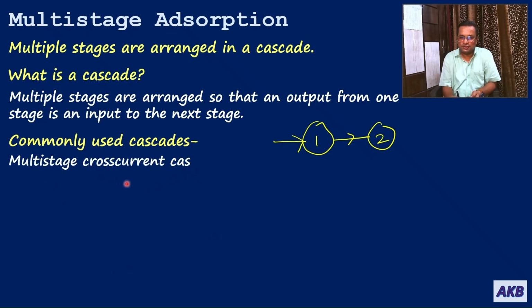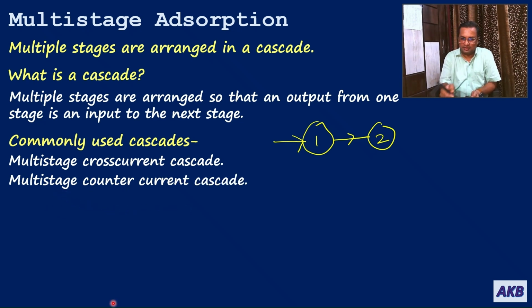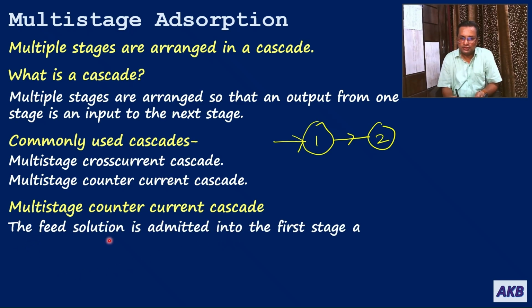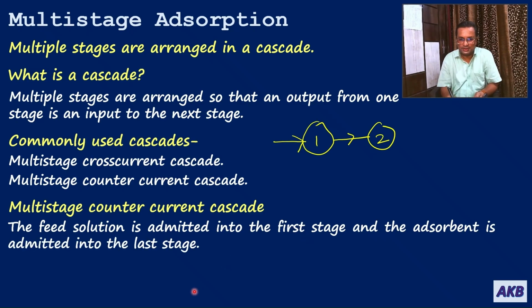You have the multistage cross-current cascade. I have completed my discussion on multistage cross-current cascade. And then you have the multistage counter-current cascade, which I will be discussing in coming videos. So this will be an introduction to multistage counter-current cascade. If you have to talk about it, what can you say? The feed solution is admitted into the first stage. I'll shortly show you the schematic diagram.